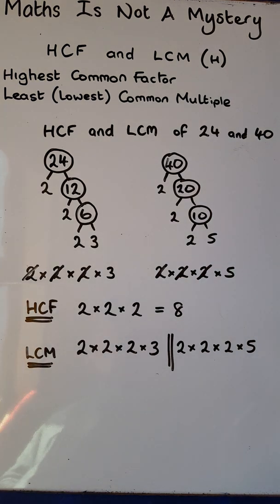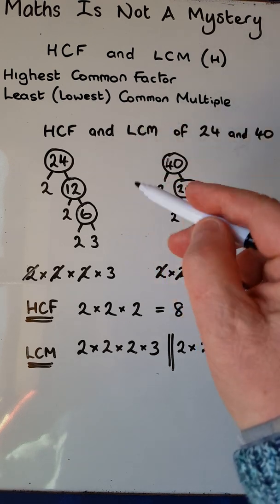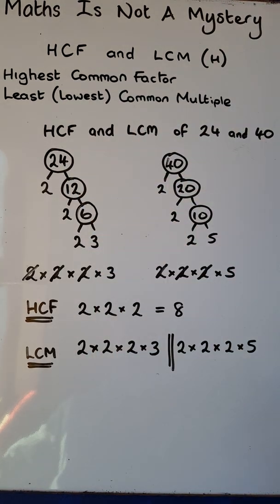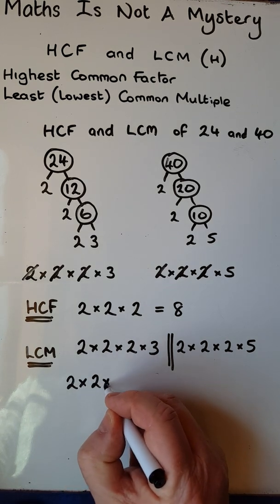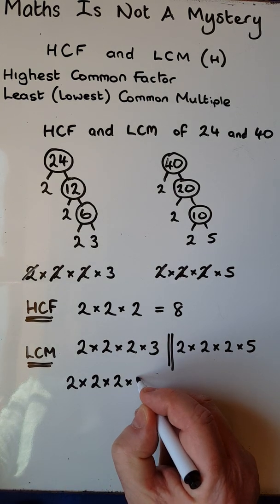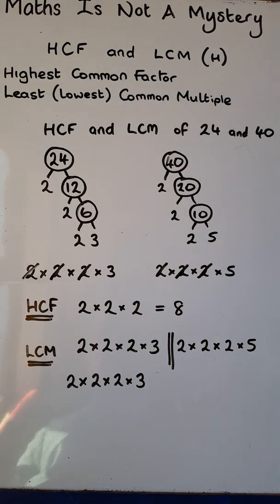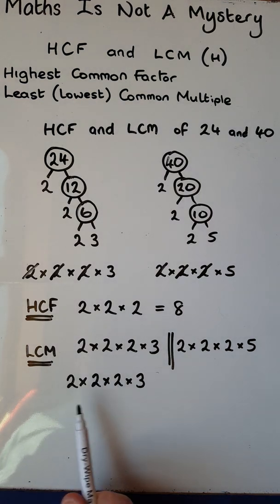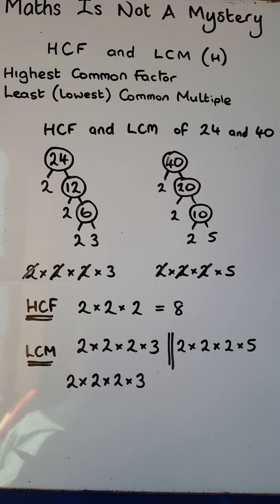Okay, what we're going to do this time is we start off by looking for the smaller of our original numbers. The smaller number is 24, and we write out the entire list of prime factors for 24. Without worrying about whether they're on the other list or not, we write them all out. So I've just copied it. 2 times 2 times 2 times 3.